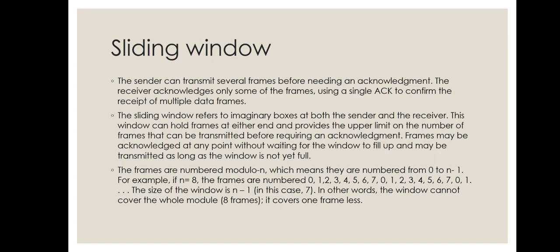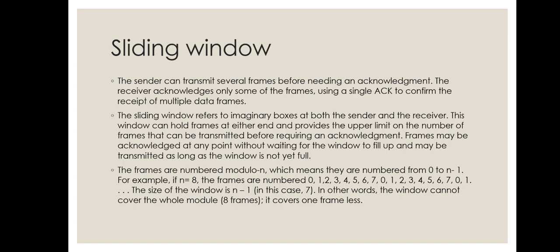The frames are numbered modulo n, which means they are numbered from 0 to n minus 1. For example, if n is equal to 8, the frames are numbered 0, 1, 2, 3, 4, 5, 6, 7, 0, 1, 2, 3, 4, 5, 6, 7, and so on.